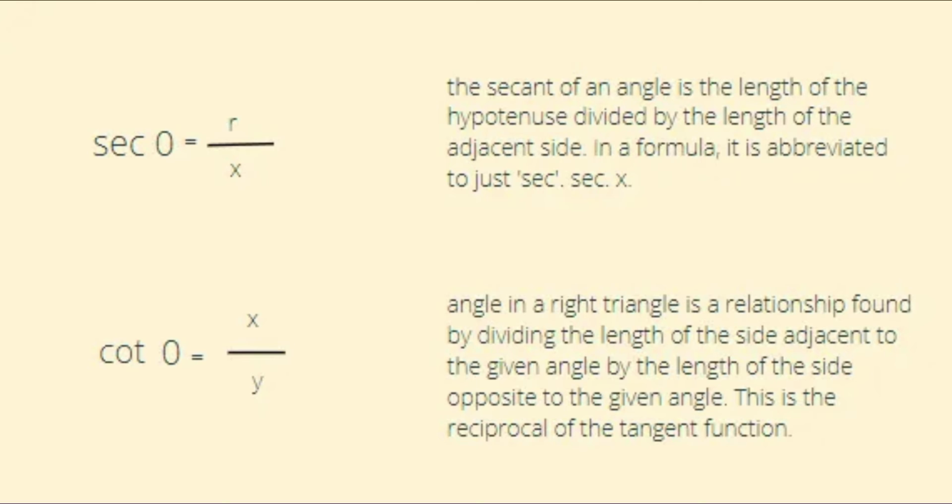Cot. The cotangent of an angle in a right triangle is a relationship found by dividing the length of the side adjacent to the given angle by the length of the side opposite to the given angle. This is the reciprocal of the tangent function.